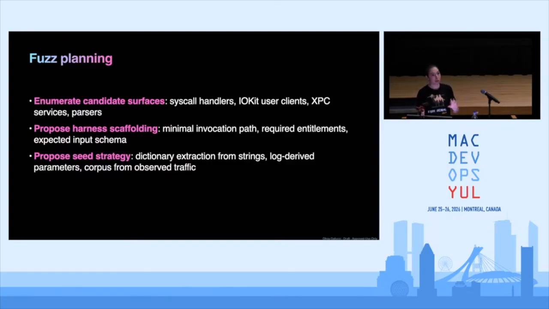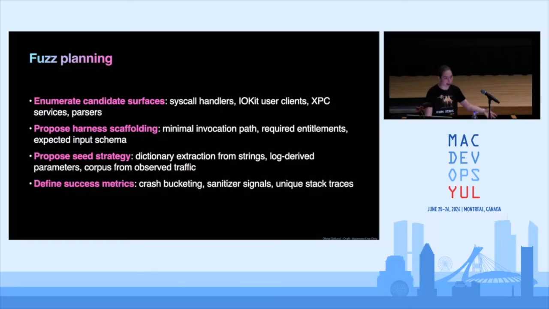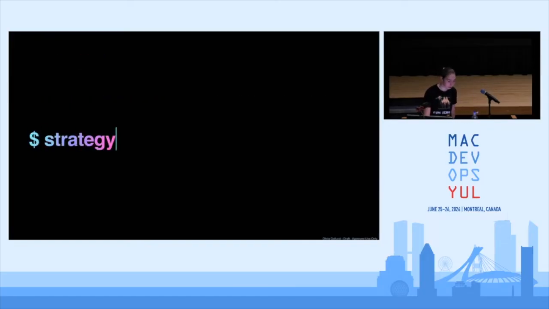Also, back to the seed strategy I was talking about, this is a method for selecting and generating the initial set of representative inputs that bootstraps a fuzzer's coverage and guides mutations towards a high-value code path. Finally, the AI defines success metrics like crash bucketing, sanitizer signals, and unique stack traces so you can identify progress and turn results, ideally, into actionable research.